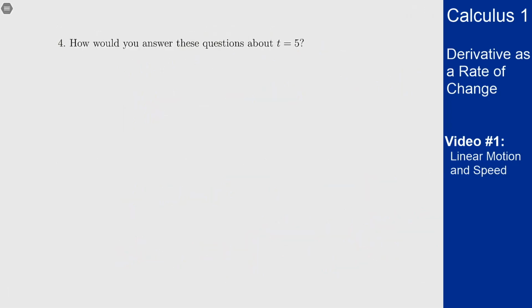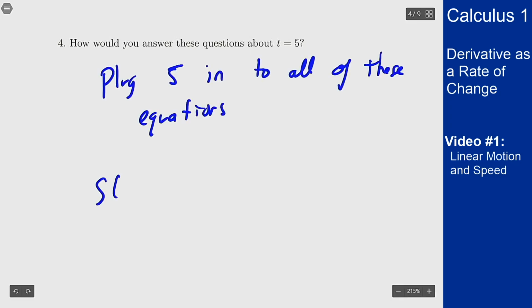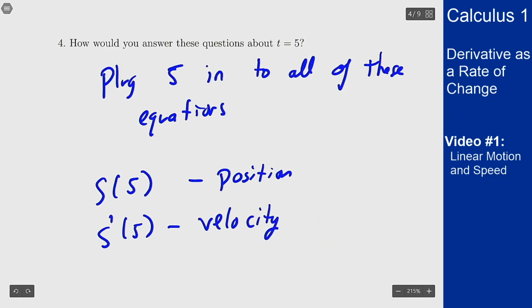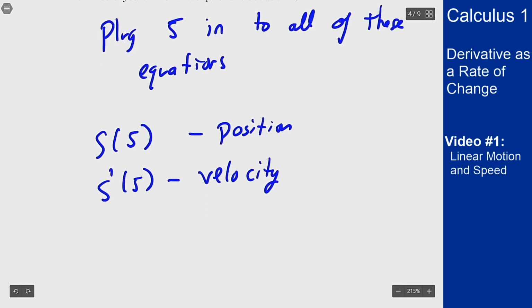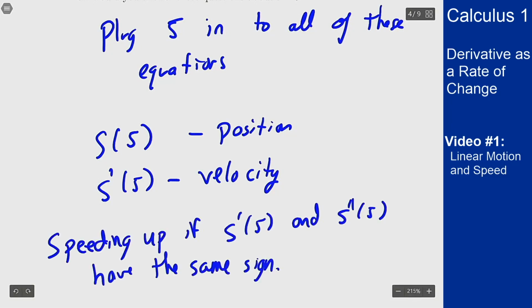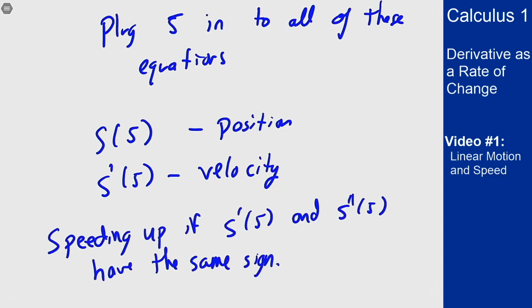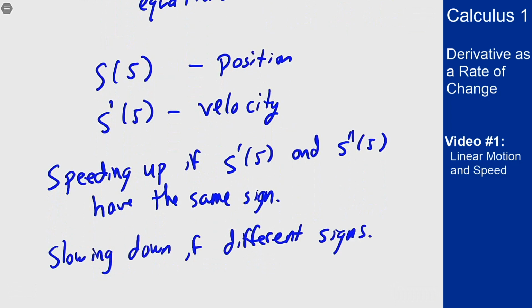Well, now that I have formulas for these derivatives, I can just plug in the value of 5 and see what that gives me. So s of 5 would be the position, s prime of 5 would be the velocity, and then I would say that this is speeding up if the velocity and acceleration have the same sign, and slowing down if they have different signs. You can answer the same questions for any point of t just by plugging that number in for t instead of 0 or 5.